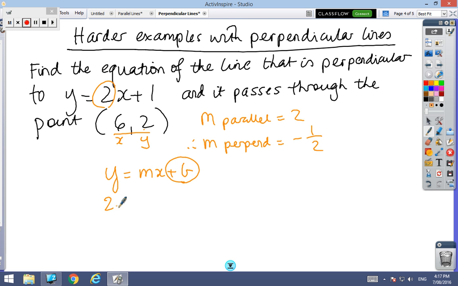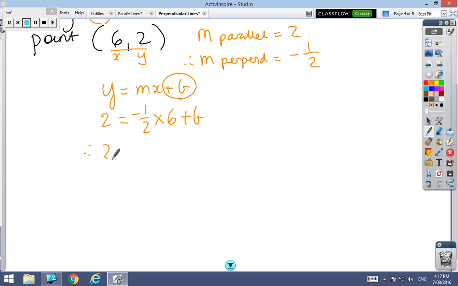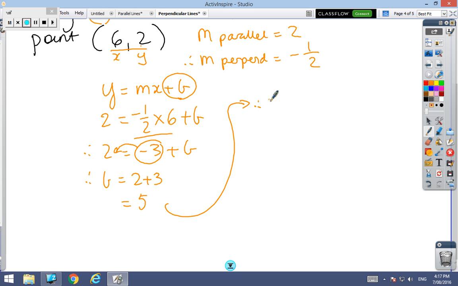So 2 goes out the front, -1/2 is the gradient, x is 6, plus b. So 2 -1/2 times 6 is -3 plus b. -3 goes across. So b equals 2 plus 3 equals 5. And so your final answer is y equals -1/2x plus 5. Okay, so you'll be getting some practice with those ones.